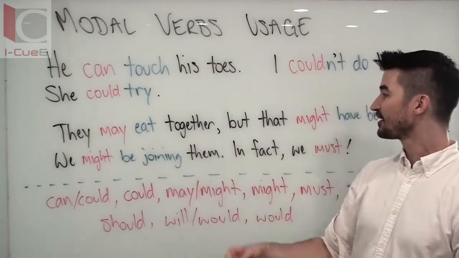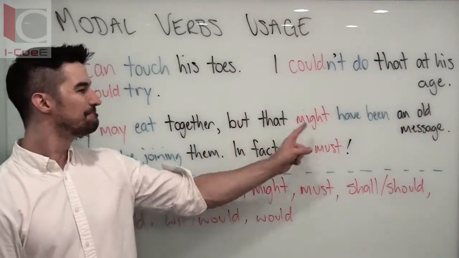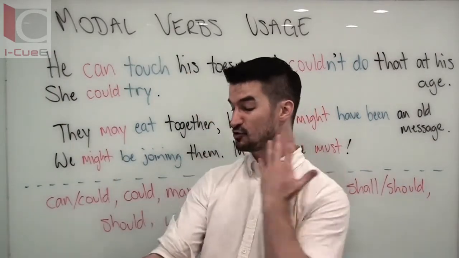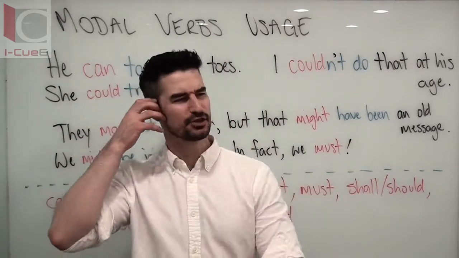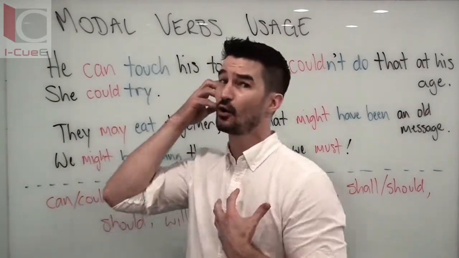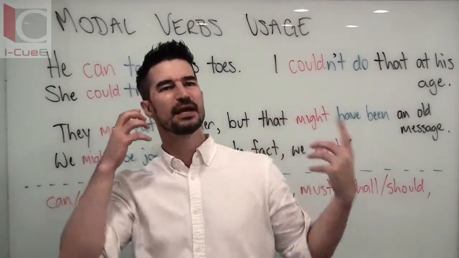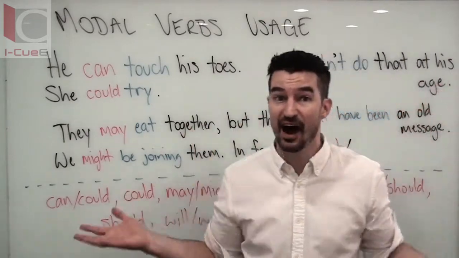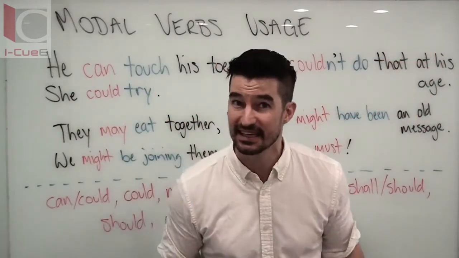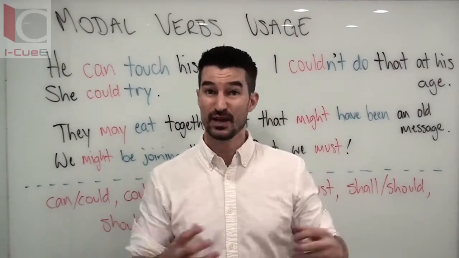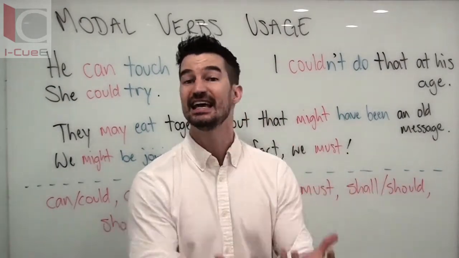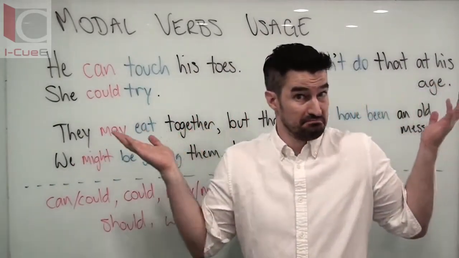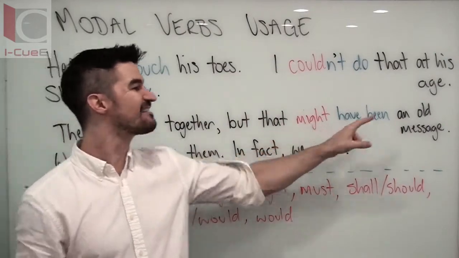They may eat together, but that might have been an old message. So here you can imagine if you're looking at your cell phone and you see you have a message and you listen to the message. Do people still get messages on their cell phones these days? I know I used to. And then I hear a message saying that people are going to be eating together. Well, now we're in a realm of possibility. We don't know what is happening. We have no certain information. We know that they may eat together, but that might have been an old message.